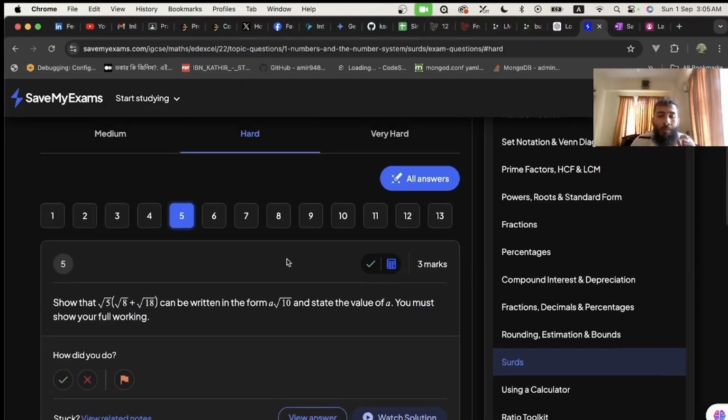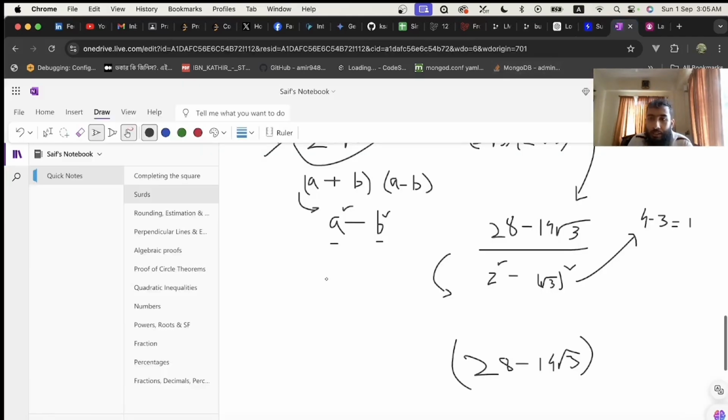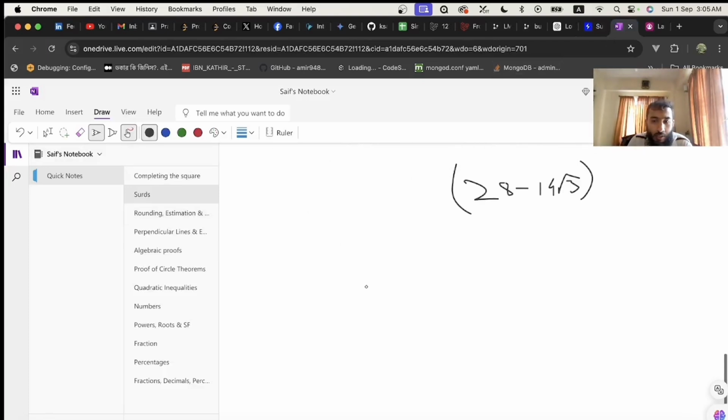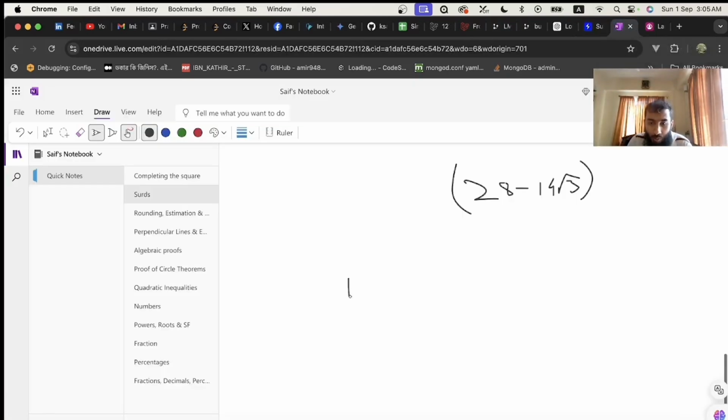I'll now focus on problem number 5. What does problem number 5 say? It says that you have to show that this expression, root 5 multiplied by root 8 plus root 18, can be written in the form a root 10 and state the value of a. You must show your full working. So if I use my pen tool, the expression is root 5 multiplied by root 8 plus root 18.